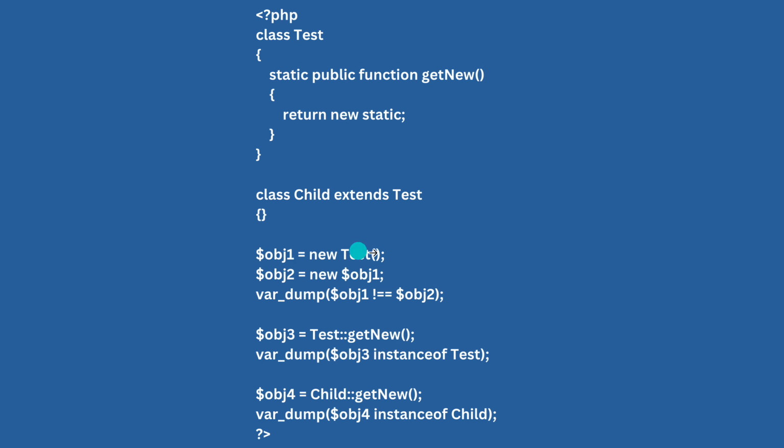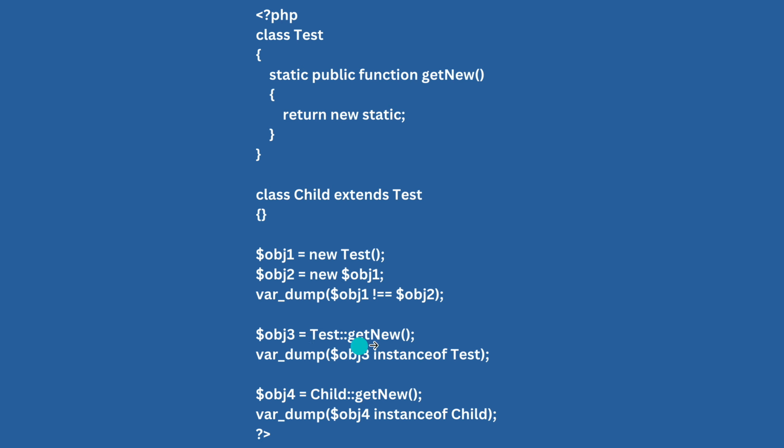This is the typical way we are creating an object. Object 1 equals new test. You can also create another copy of this object, object 2, with new. Object 3: suppose you want to call this function, get new. Get new is a static function, right? So you do not need to create an object for this static one. You can directly write the class name and call the static function. We'll see it all in detail in the next slides.